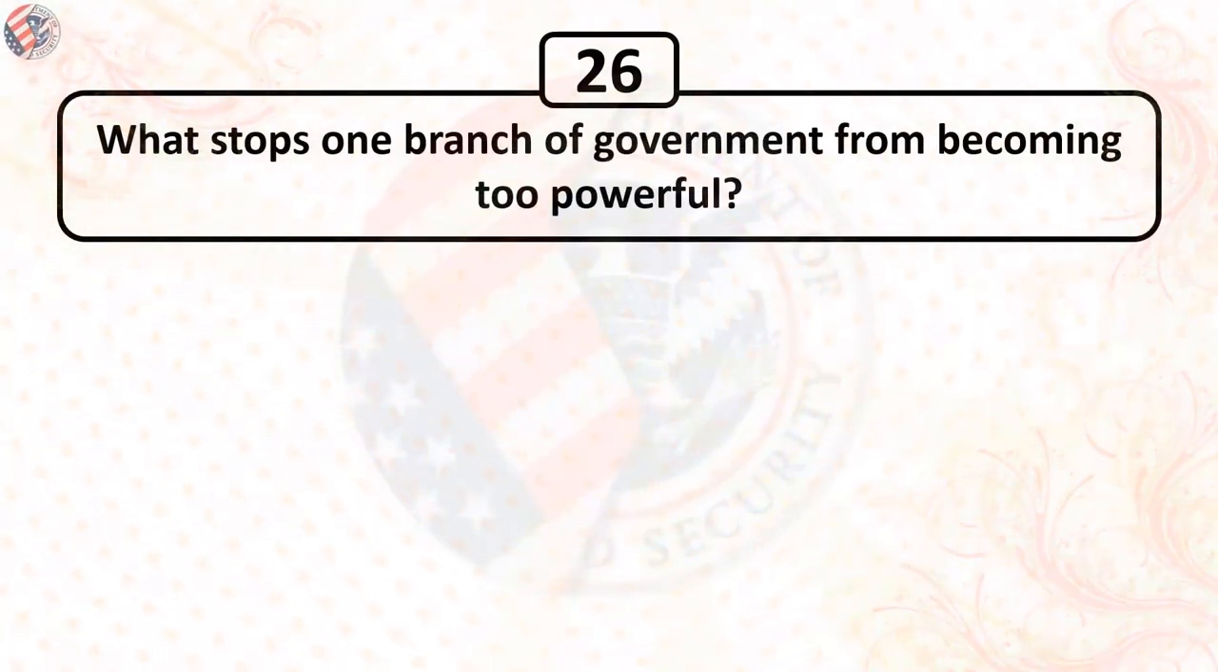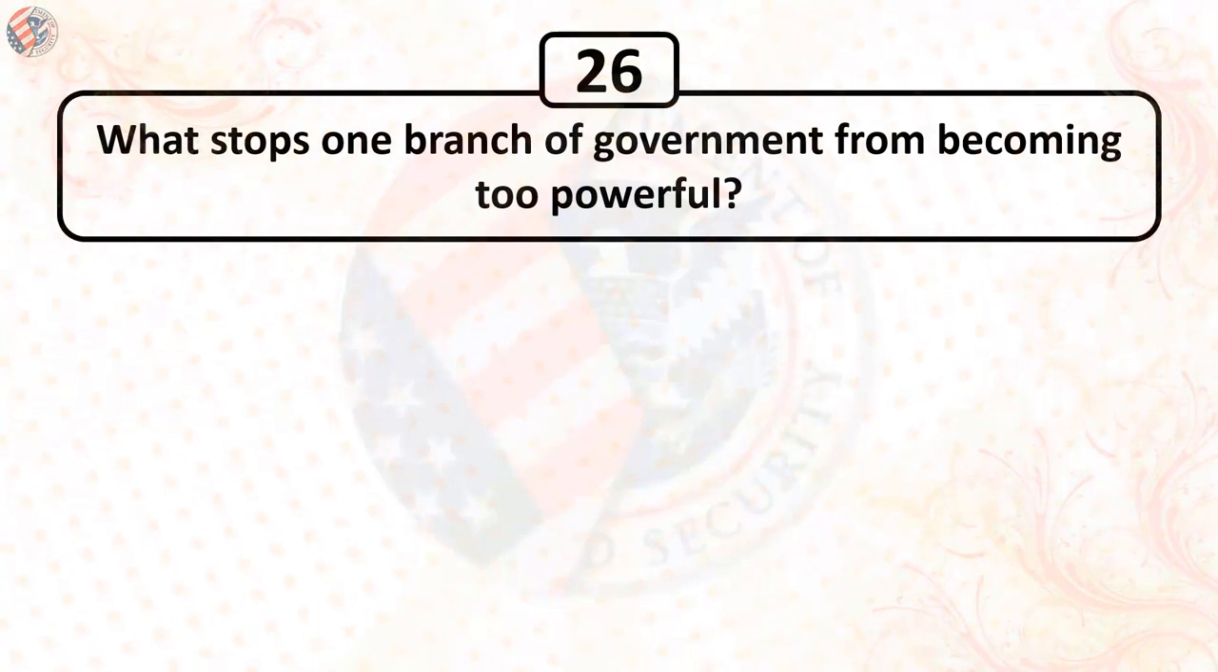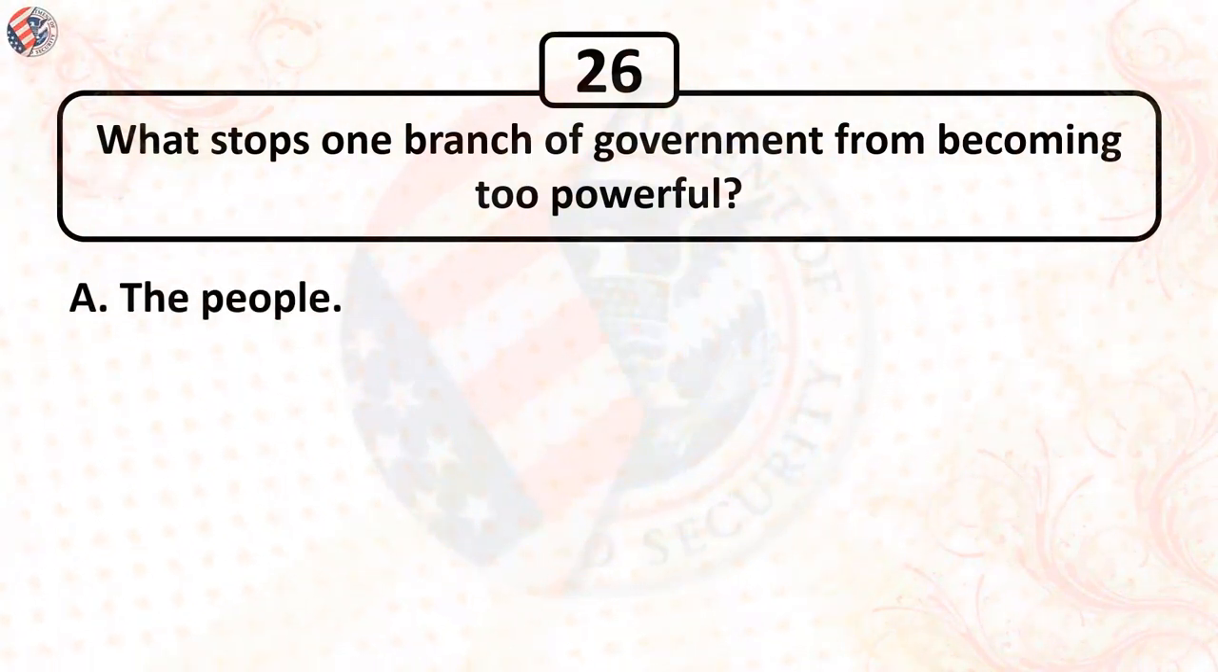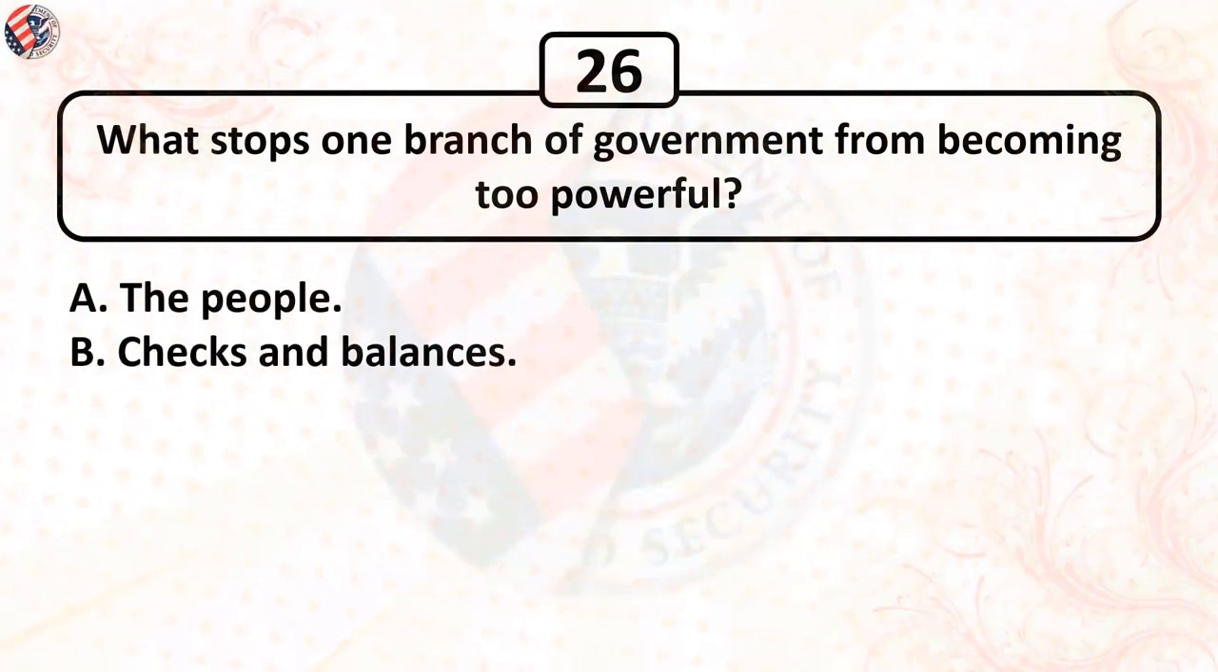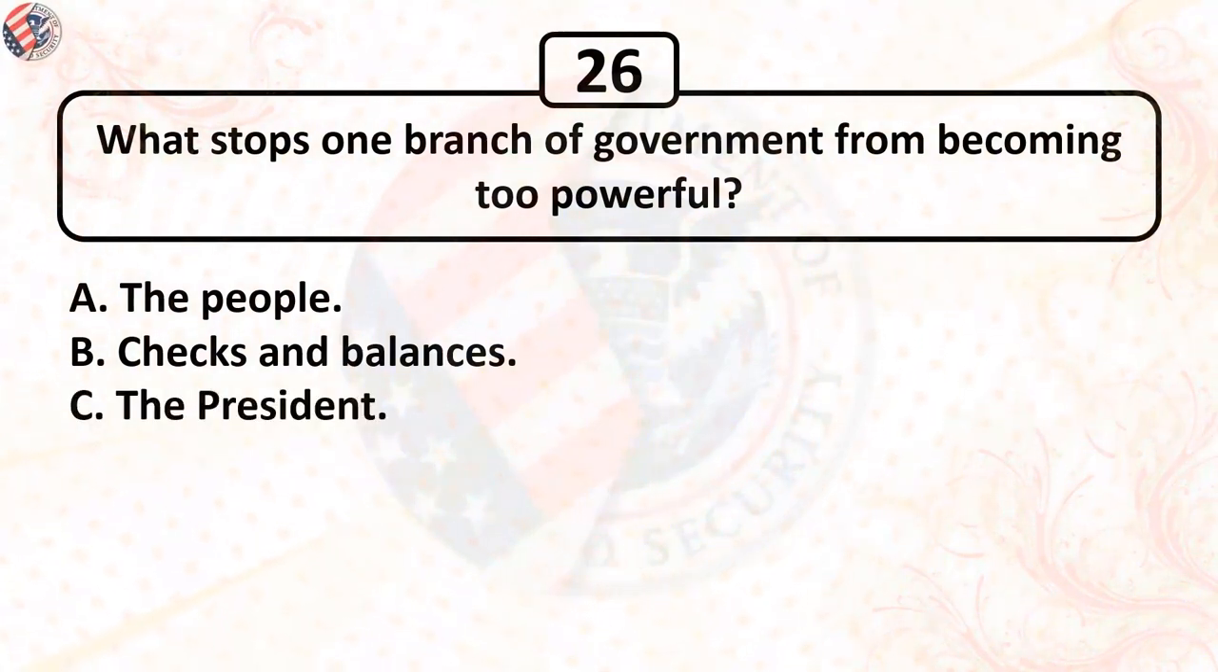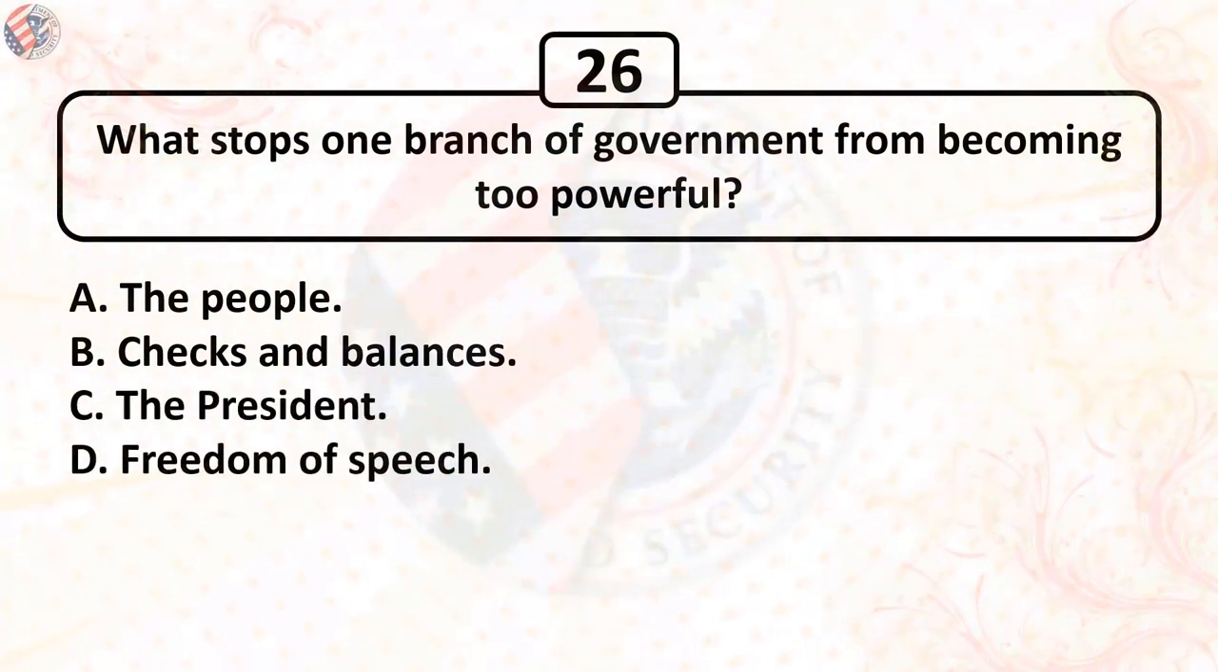What stops one branch of government from becoming too powerful? A. The people. B. Checks and balances. C. The president. D. Freedom of speech.